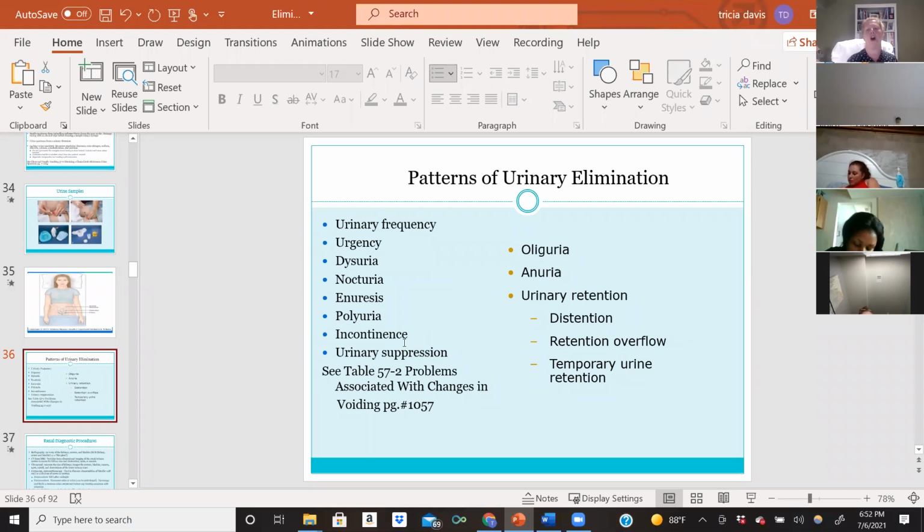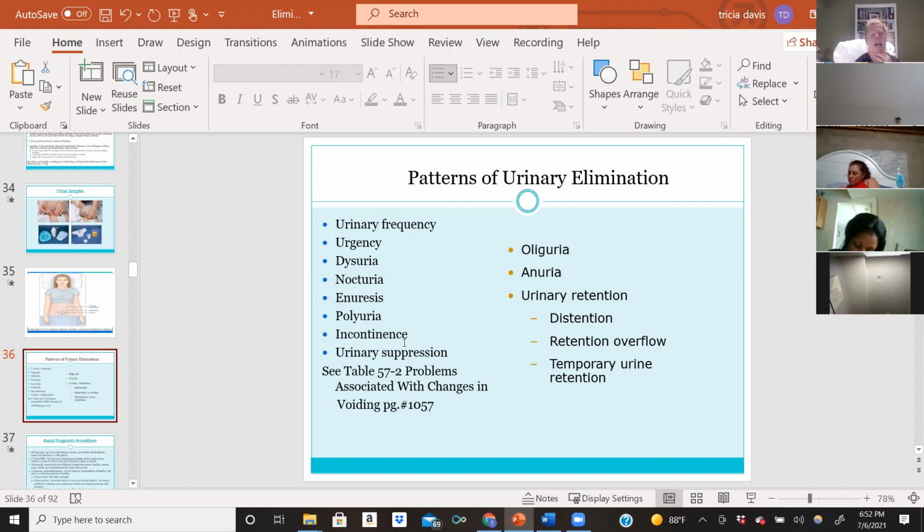If our patients are experiencing this, when we're giving a report, how we refer to them is we say that they're anuric or they're oliguric. That's how we say it in nursing words. And then sometimes we can have urinary retention, which we know is a problem. You can have distension, you can have retention with overflow, which happens when you have too much urine in there and it backflows. And then you can just have temporary urinary retention.